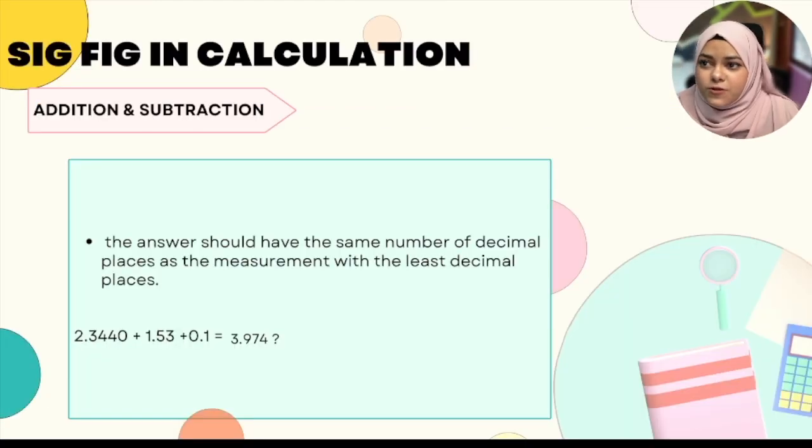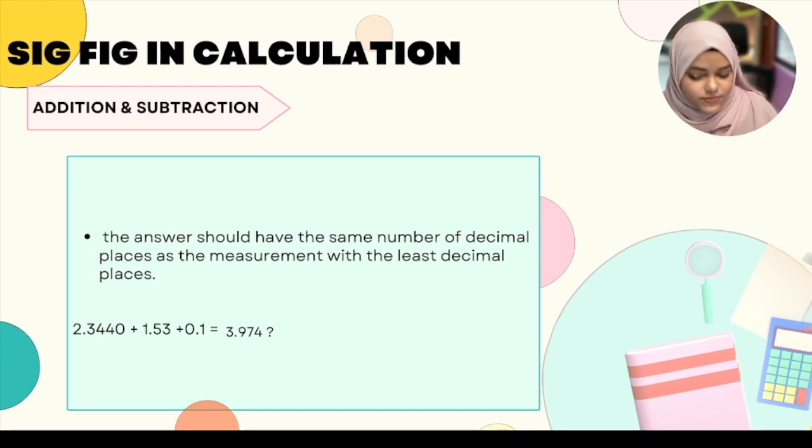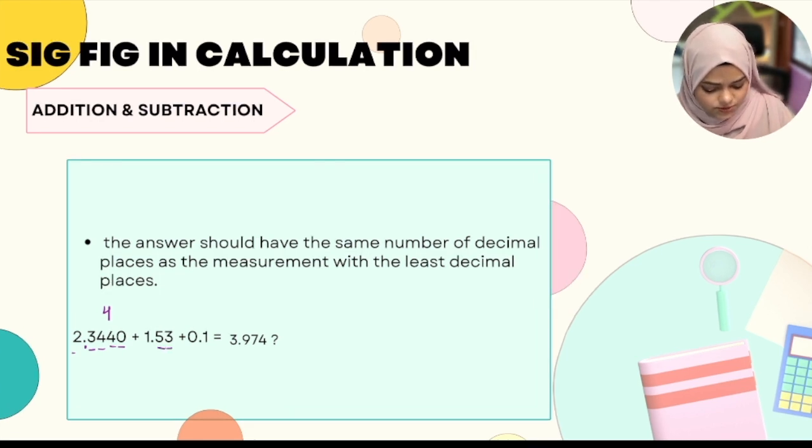Now, how do we apply significant figures in calculation? The first one is addition and subtraction. In this case, we actually do not look at the significant figures. Instead, we look at the number of decimal places, meaning the numbers after the decimal point. In the first one, this is the decimal point, and to the right, we have 4 numbers, 1, 2, 3, 4. We have 4 decimal places. In the second one, we have 2 decimal places. And in this one, we have 1 decimal place.